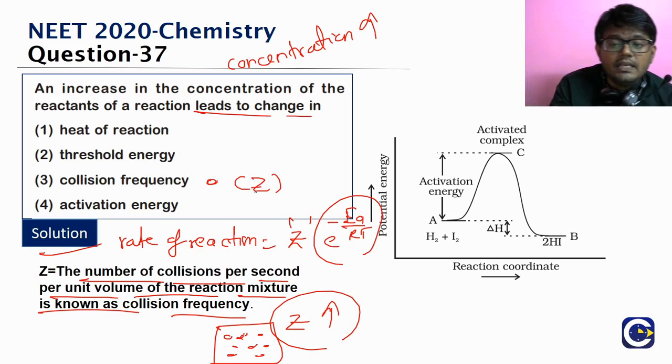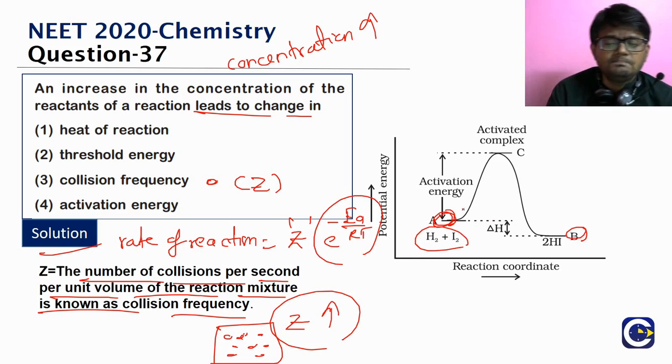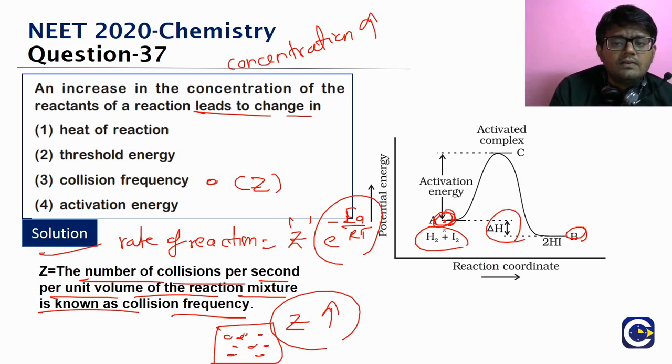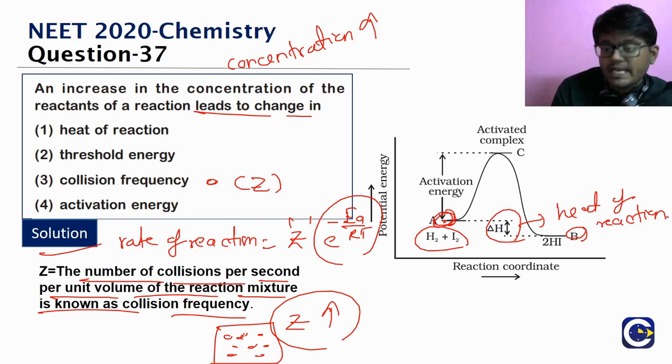If you look at the reaction energy map, we have the reactants leading to products. We'll take an example of hydrogen plus iodine gases combining to form HI. The difference between the energy level of the reactants and the products is what we call the heat of the reaction. So this has got nothing to do with the concentration of the reactant.